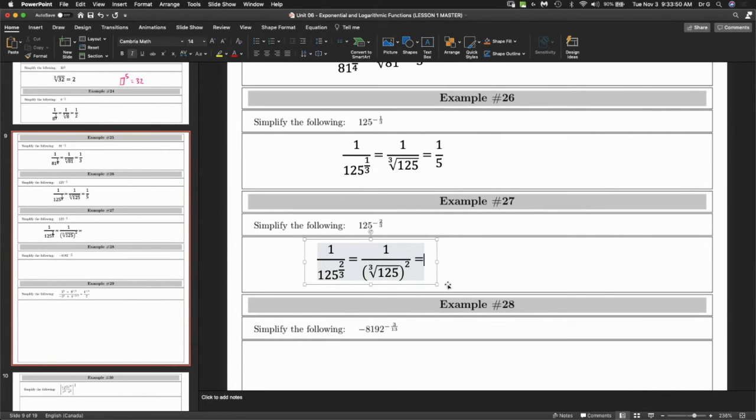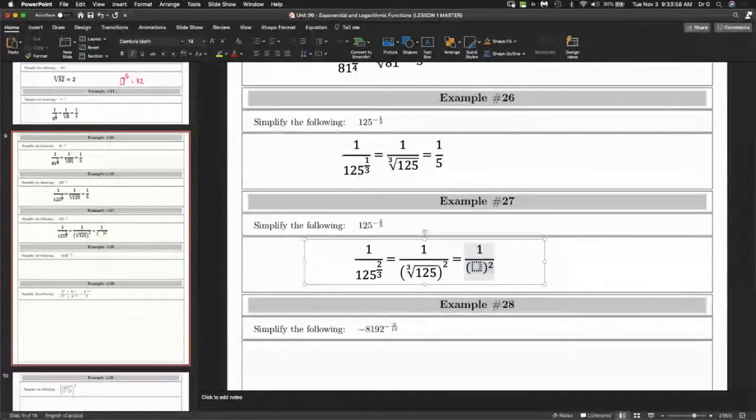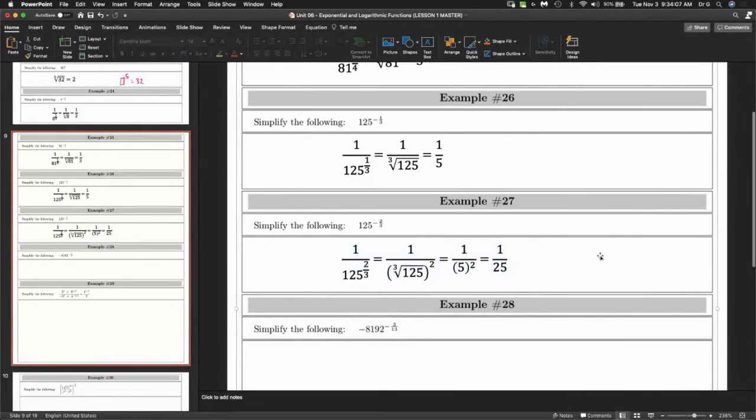So at this point, we can recycle the previous question because we know what the cube root of 125 is. It's 5. And then we can square that answer. So there you go. That's the answer to question 27.